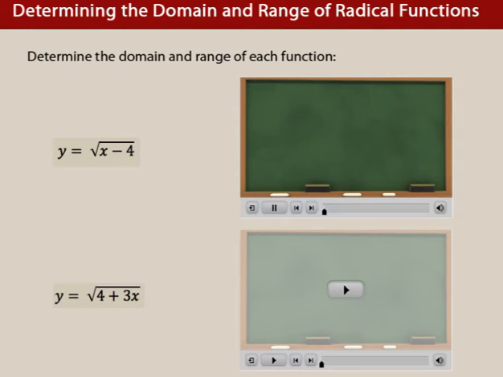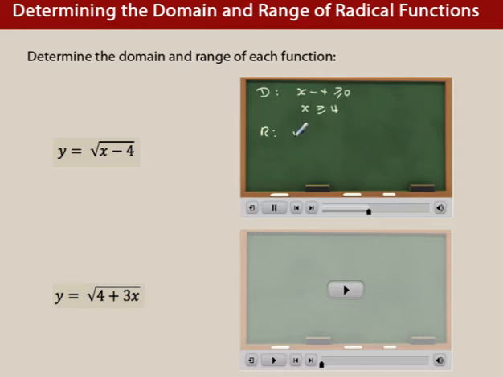Now, to get the domain of a radical function, remember that what's under the radical sign has to be greater or equal to 0. So let's just take the x minus 4 and set that greater or equal to 0. We'll move the 4 the other side and get that x has to be greater or equal to 4. So that's the domain. Now, for the range, in this case, we can substitute 4 into the function.